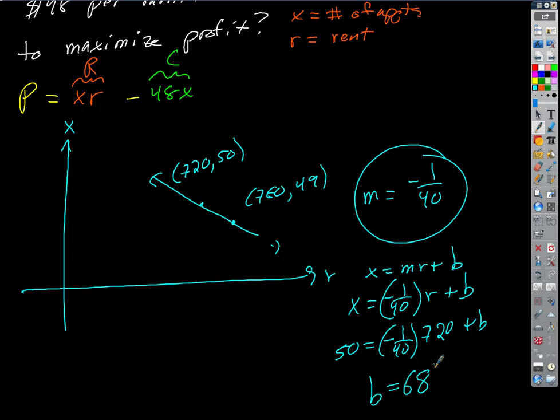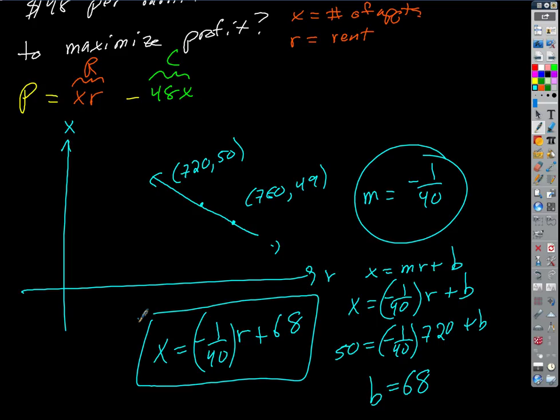So that gives us the equation then. We end up with x equals negative 1/40th r plus 68, right? Well, I was dumb about that. I did that backwards, didn't I? Should have done r on the other axis.